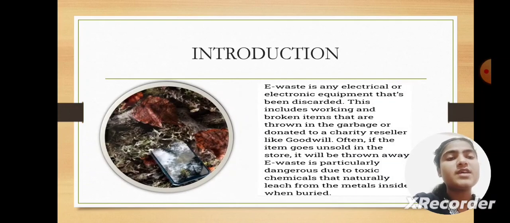Introduction to e-waste. As we know, e-waste is electrical or electronic equipment that has been discarded. This includes broken or working items that are thrown in the garbage. It releases dangerous and toxic chemicals that naturally leach from the chemicals present inside the e-waste when it is buried.